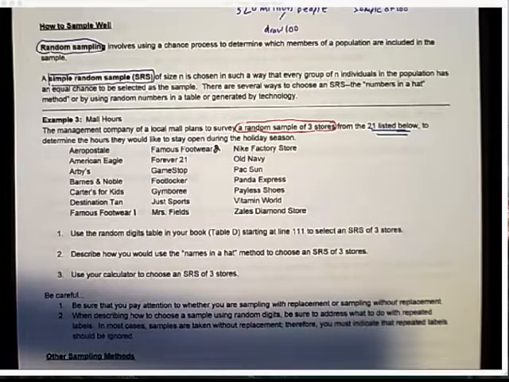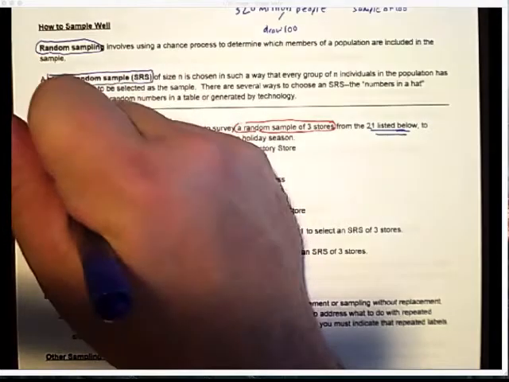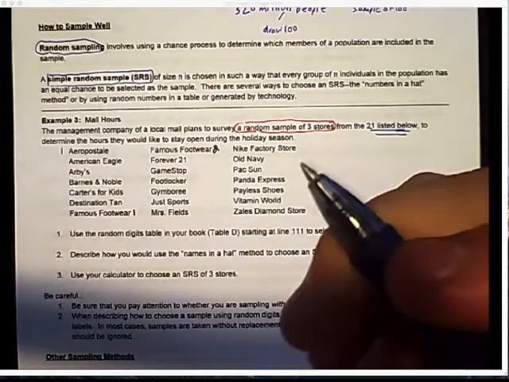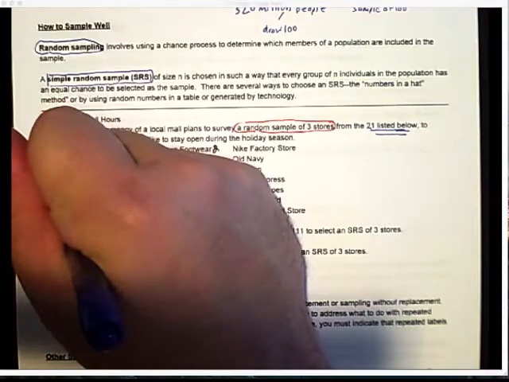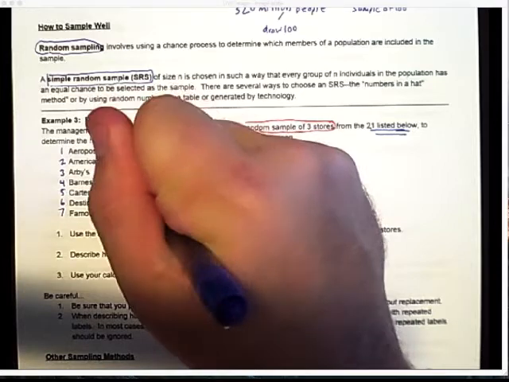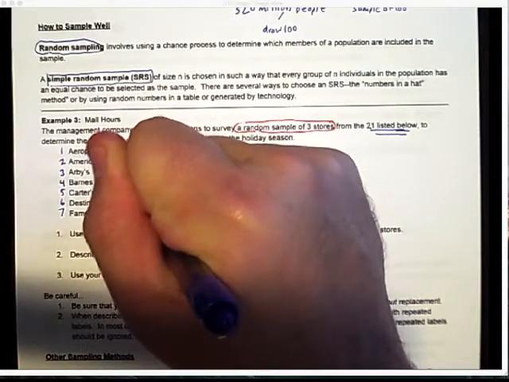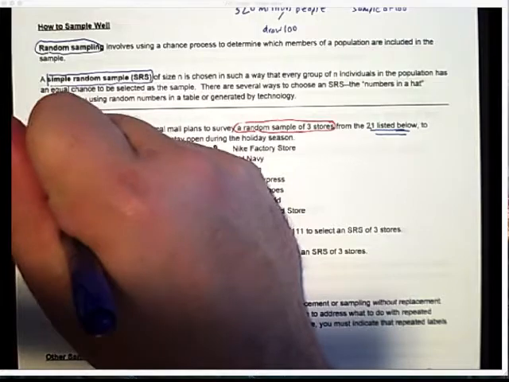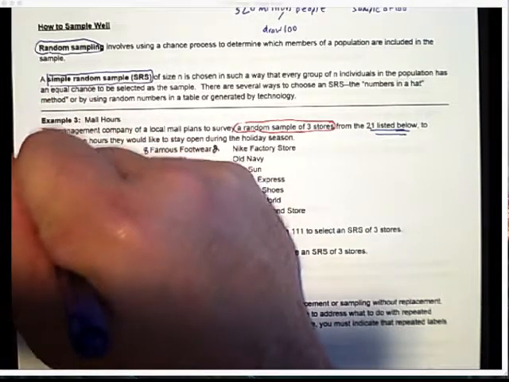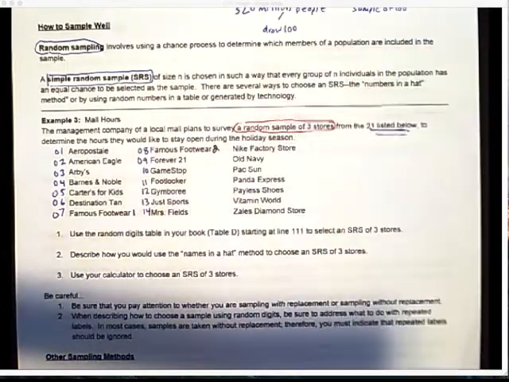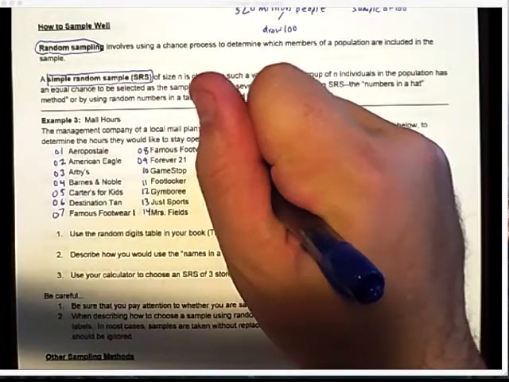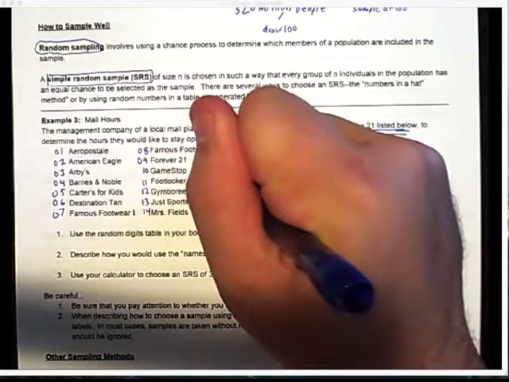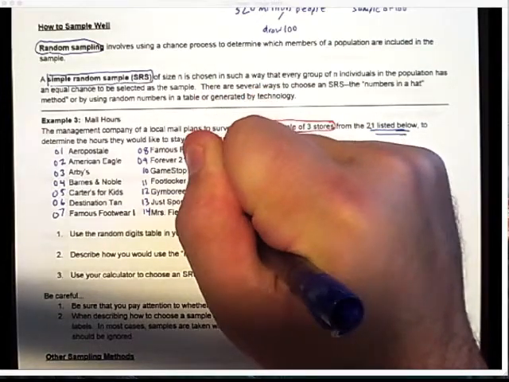Okay. So before we do anything, let's assign a number to each of these stores. So I'm going to call Aeropostale number 1. Okay, 2, 3, 4, 5, 6, 7, 8, 9, 10, 11, 12, 13, 14. And actually, since we have some 2-digit numbers here, all the ones that start with a single digit, I'm going to put 0 in front of them. Okay. 14, 15, 16, 17, 18, 19, 20, and 21.